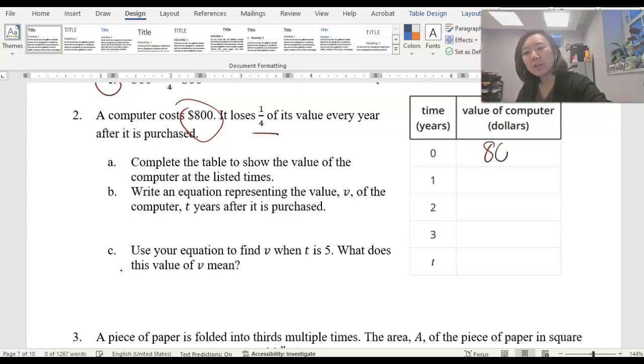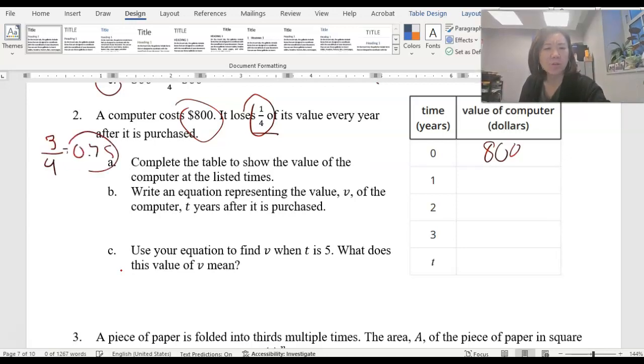So it starts at $800 and then it loses 1/4 of its value. So minus 1/4 of 800, or it retains 3/4 of its value. So 800, and 3/4 is the same as 0.75. For the purposes of using your calculators, I would, in this case, convert this to a decimal, and you're going to get 600. And then each time here, we're multiplying by 0.75.